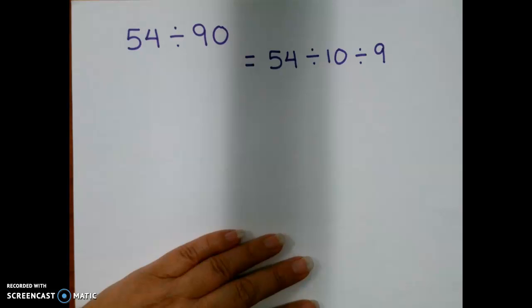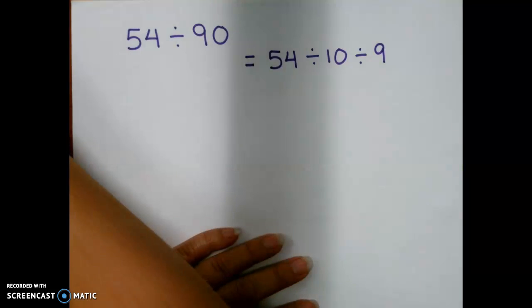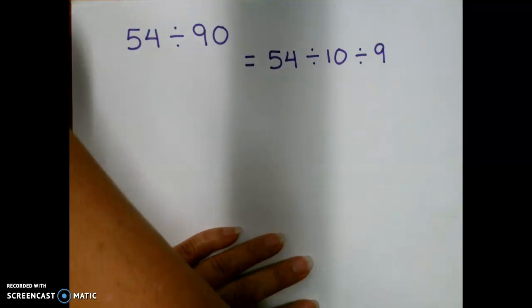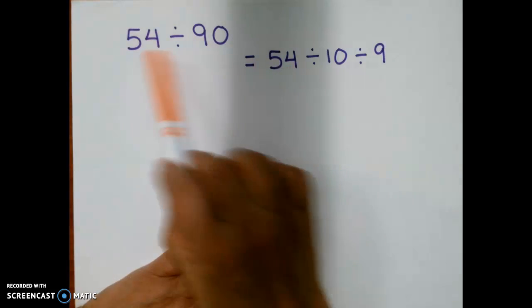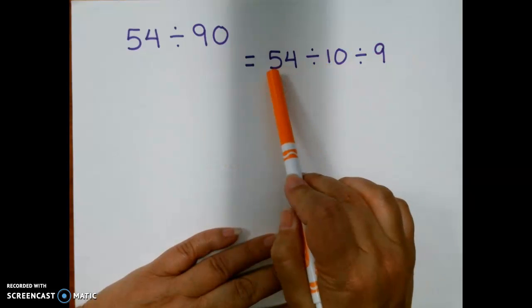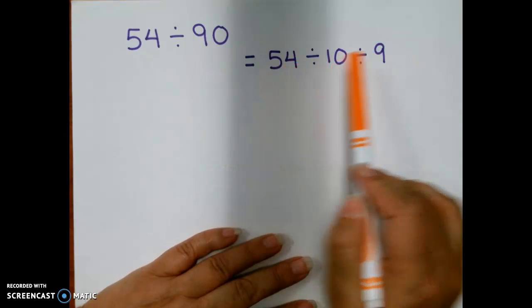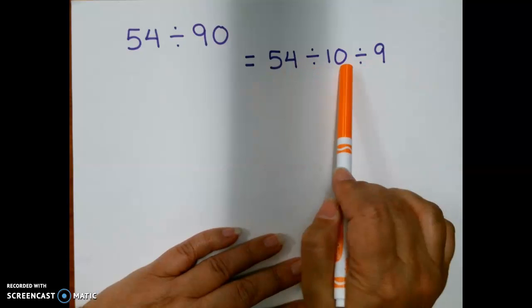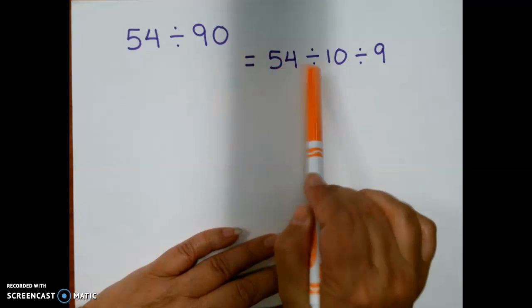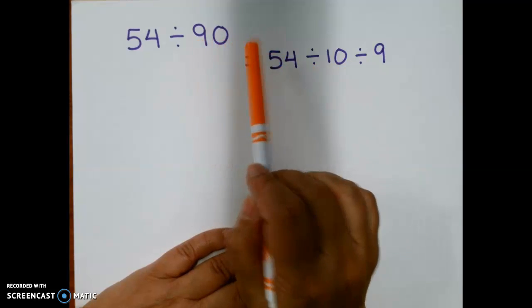Okay, now we're going to get a little tougher. We have 54 divided by 90. And again, you're saying, Ms. Walker, there's no decimal in that number. Well, we're still going to divide 54 by 90, and we're going to end up with a decimal number in our quotient. Now, if you notice, we had 54 divided by 90. That's the same as dividing 54 by 10 and dividing that by 9, because 9 times 10 is 90.